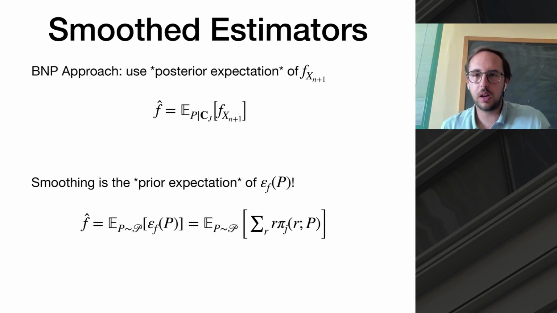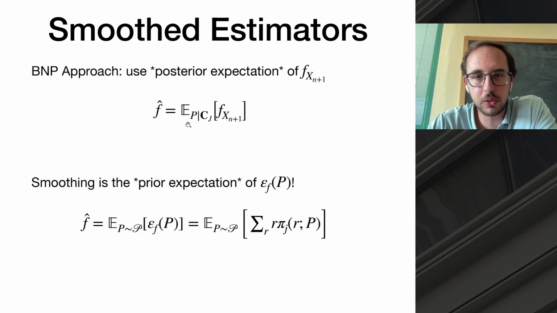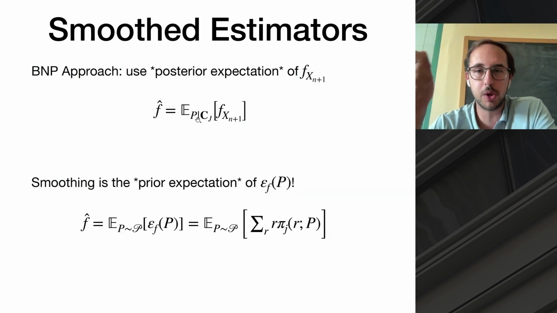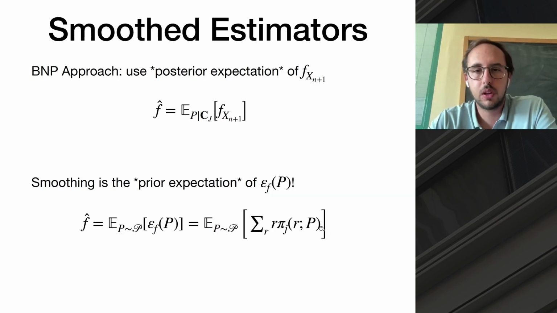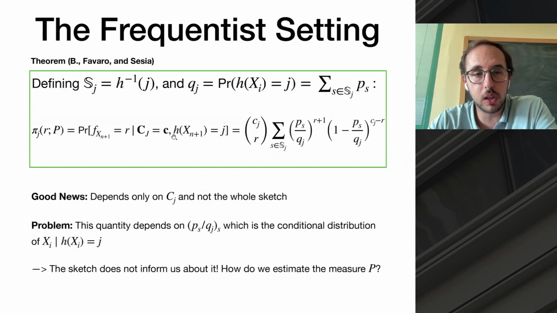And let me say that this is very different from the Bayesian non-parametric approach. So the Bayesian non-parametric approach first considers the posterior of the random measure given the sketch, and then averages with respect to this posterior the estimated frequency. Here instead, we are averaging not with respect to the posterior, but with respect to the prior, but we are not averaging the frequency of xn plus 1, but rather this functional that is derived, that makes sense since we are using this result here.